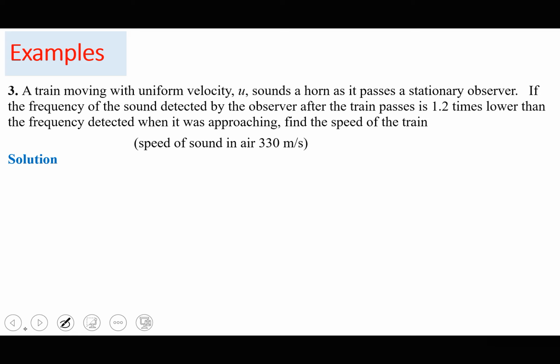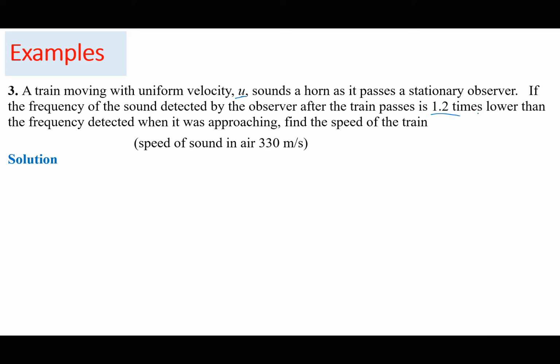A train moving with uniform velocity u sounds a horn as it passes a stationary observer. If the frequency of the sound detected by the observer after the train passes is 1.2 times lower than the frequency detected when it was approaching, find the speed of the train.